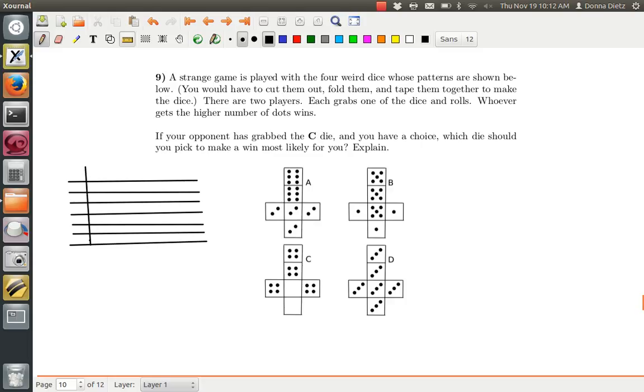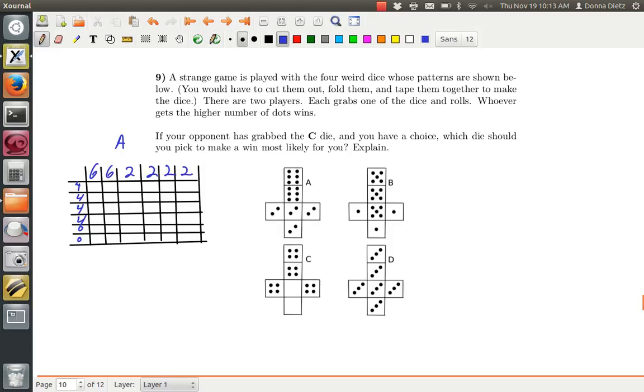You put, on one side, horizontal, you pick one die, and the vertical side you pick another die, and then you investigate their values. So in this question, your opponent has grabbed the C die, and so you have to investigate C against A, C against B, and C against D, so you can figure out what your best bet is. So C gets the values 4, 4, 4, 4, 0, 0. And then if you pick die A, you get 6, 6, 2, 2, 2, 2.